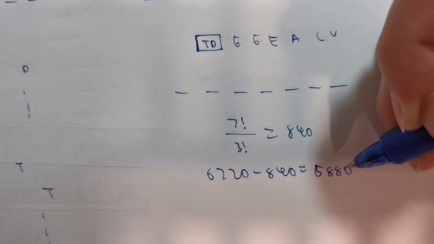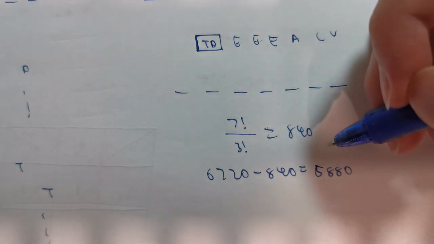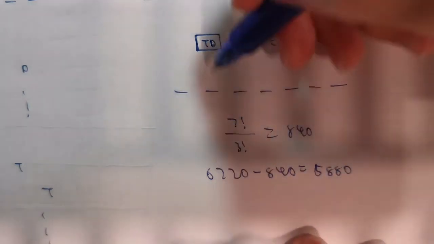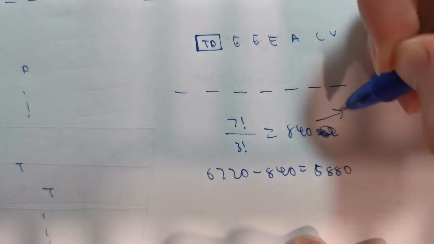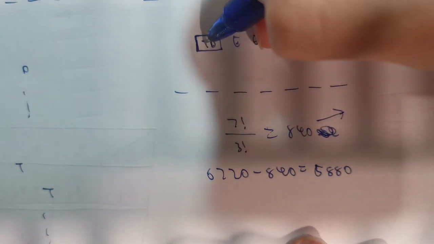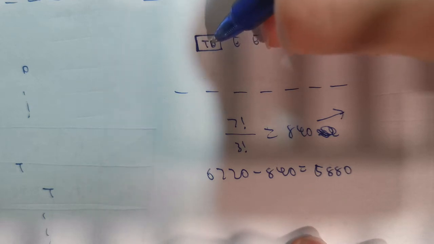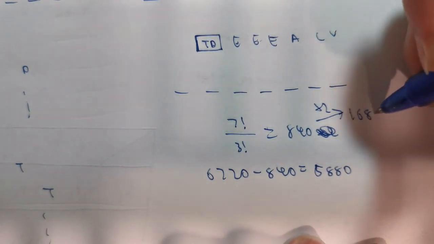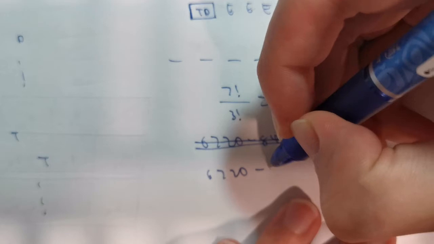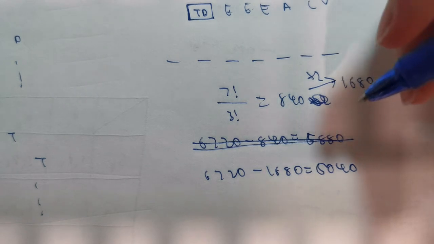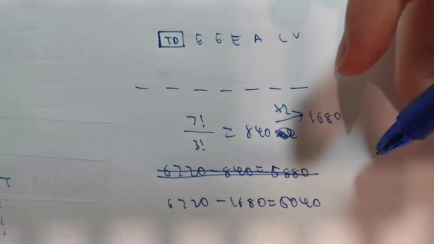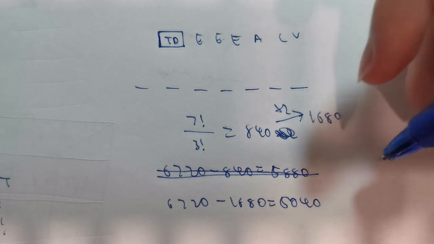5880. Is it? Hold on, wait. Oh yeah, wait, hold on. I forgot within the T and D, it can be either TD or DT. So you need 2 times 2 to get 1680. So the answer is 6720 minus 1680, which is 5040. Yeah. So this is how you do part 2.